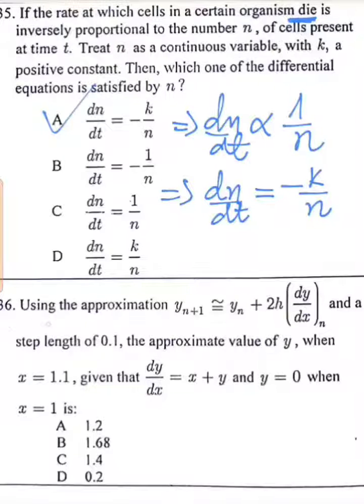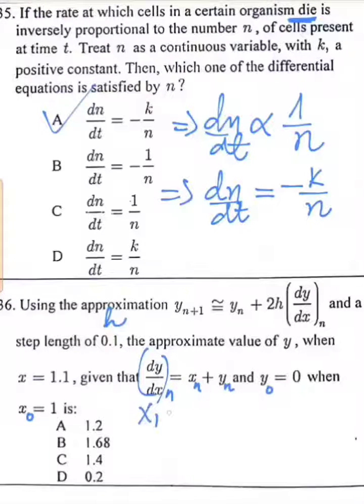In question 36, we have that using the approximation y(n+1) is approximately yn plus 2h dy/dx at n, and a step length of 0.1, the approximate value of y when x is 1.1, given that dy/dx equals x plus y and y equals 0 when x equals 1 is, and we have these options. So we have been given the approximation, and the step length, which is supposed to be h, is 0.1. Here dy/dx at n should be equal to xn plus yn, and y equals 0 is the initial value of y, so it is y0, whereas x equals 1 is the initial value of x, which is x0.